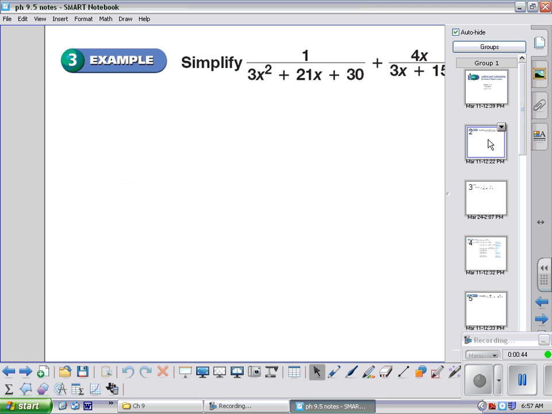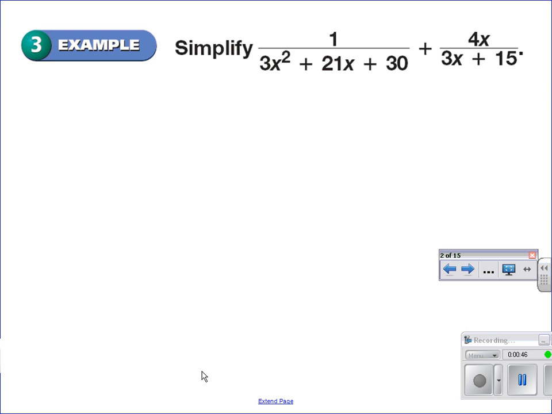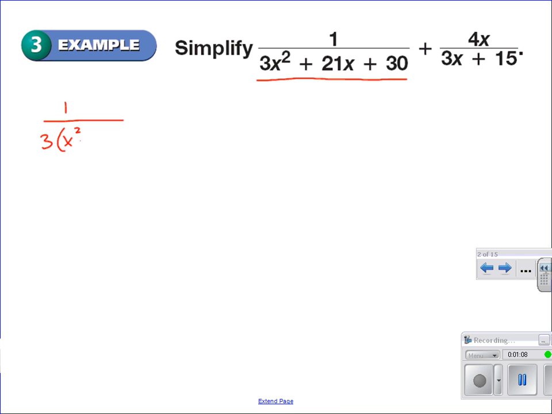If I want to simplify this, first of all, you have to know how to factor. The first thing I look at is over here on the left in this denominator. I have a 3 in there. I know I can run a tic-tac-toe board, but the first thing I should do is write this as 3 times quantity x squared plus 7x plus 10. Kind of break this down a little bit.